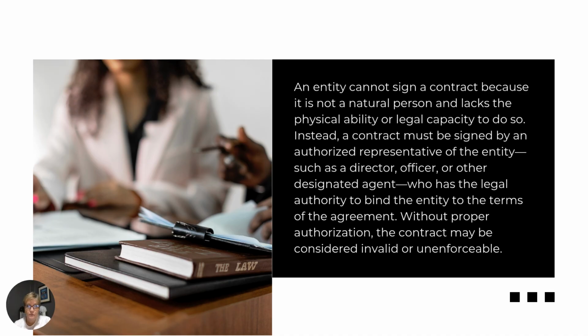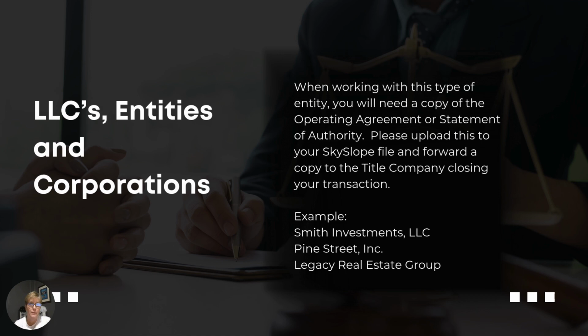If we don't get that information, the contract could be considered invalid or unenforceable, and we definitely do not want to get into that situation. So, to start with, and what's most common is LLCs and corporations. When you're working with this type of entity, you're going to need a copy of the operating agreement or a statement of authority. And anybody who has an LLC or a corporation should be able to provide that for you. Some of the examples that we're going to see when it comes to buying and selling property is there'll be like Smith Investments LLC or Pine Street Inc. or maybe Legacy Real Estate Group.